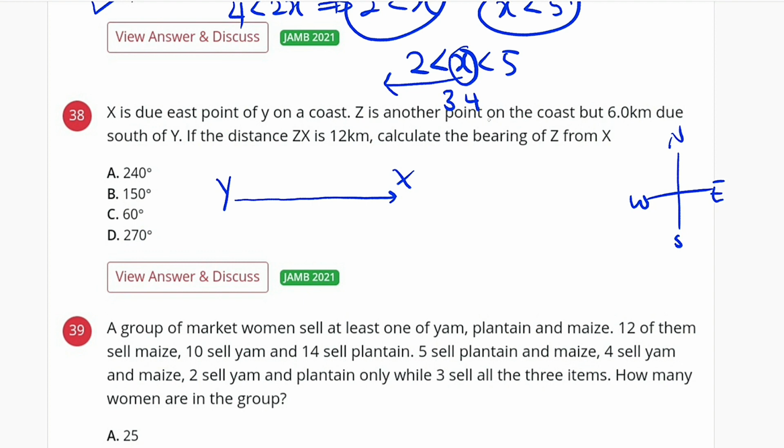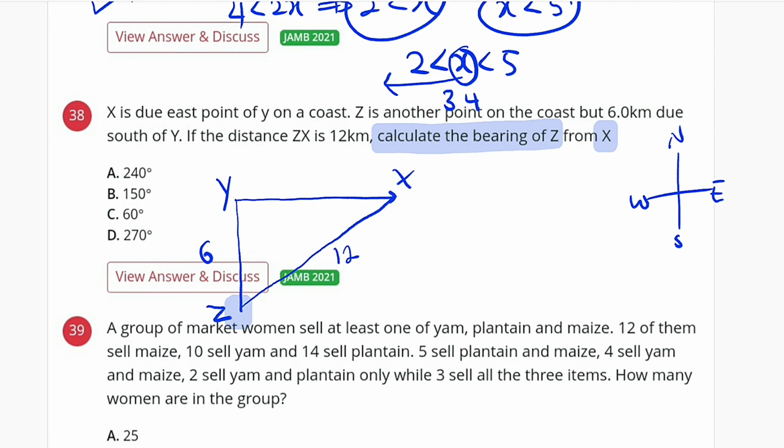Z is another point on the coast, but 6 kilometers due south of y. So this is the south of y. If you come down here, you have to meet z. And this is 6 kilometers from the question. So for the distance of z to x, we are going to connect z and x together. The distance is 12 kilometers. The question is asking us to calculate the bearing of z from x. So this is the z, and we want to calculate the bearing from x.